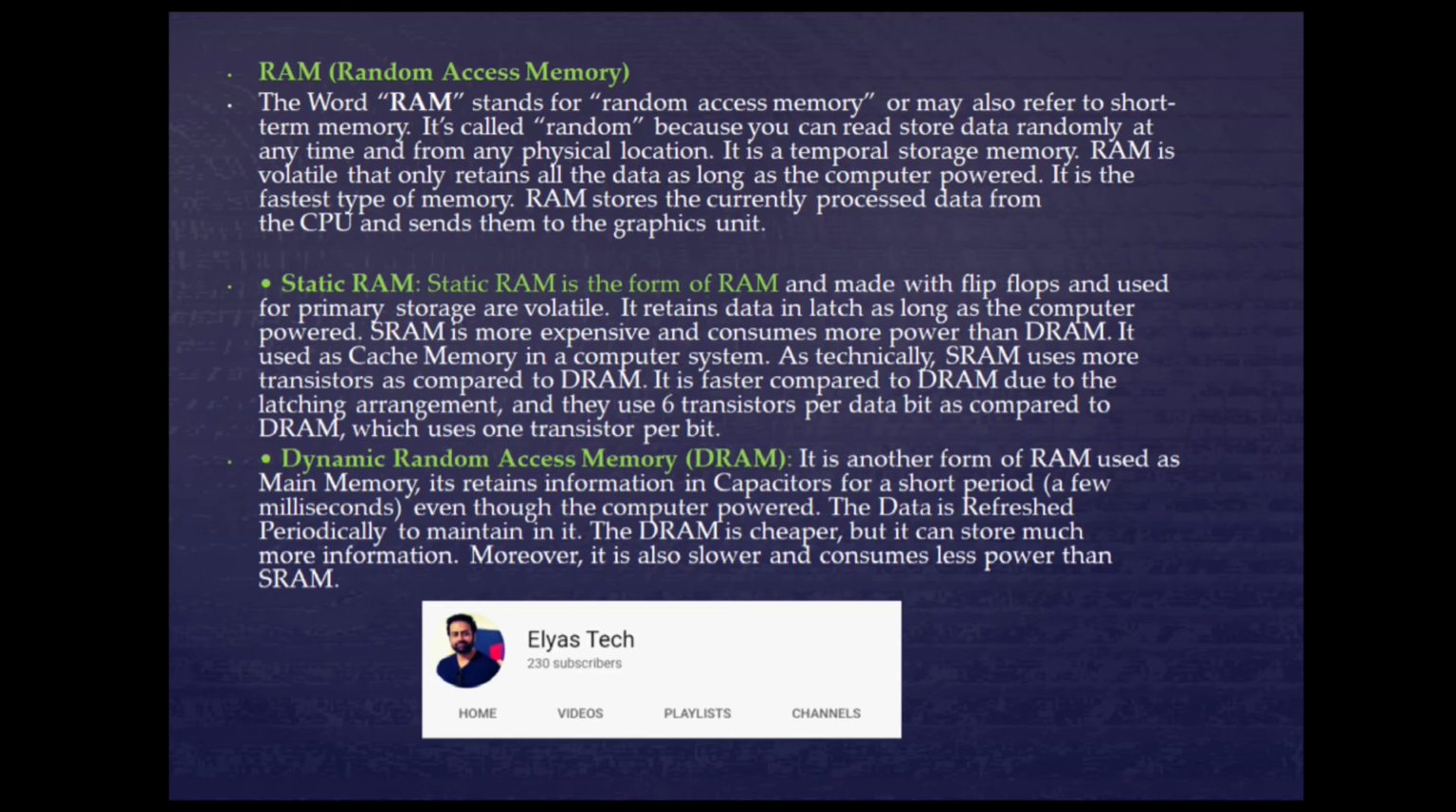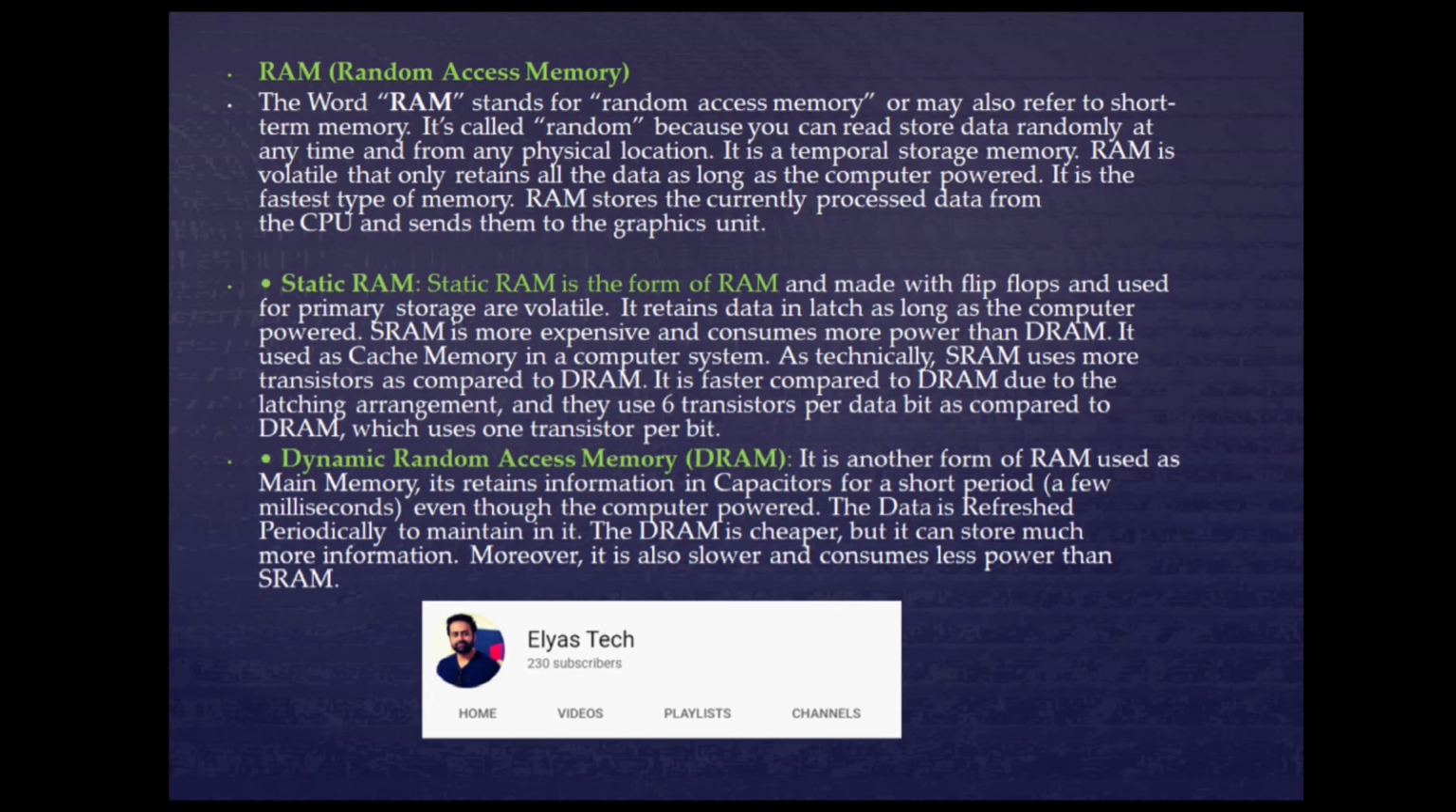It is used as cache memory in the computer system, as technically SRAM uses more transistors compared to dynamic RAM. It is faster compared to DRAM due to the latching arrangement, and it uses 6 transistors per data bit, not bytes, compared to dynamic RAM, which uses 1 transistor per bit.